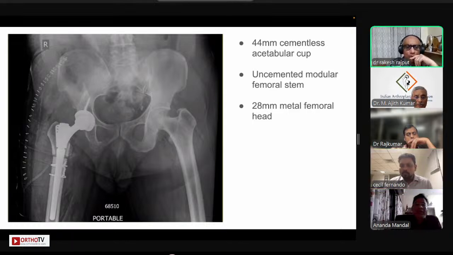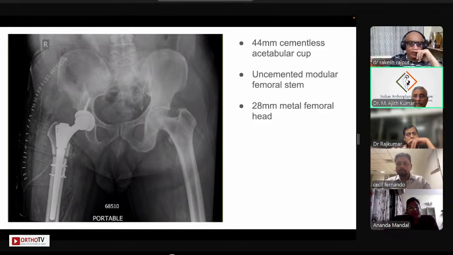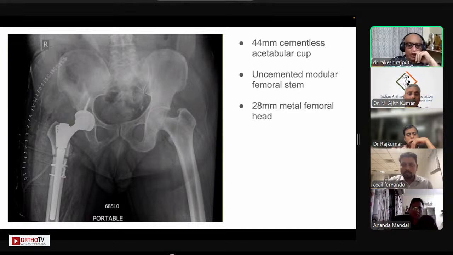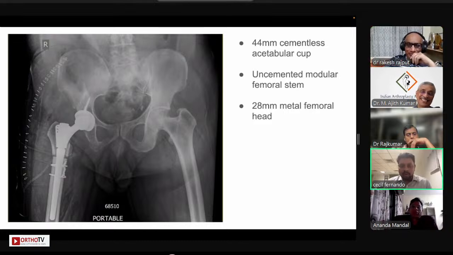And I think there's another question in the chat box. Ajit, what was the second question? The second question is about when to use modular and when to use a non-modular stem. He's very specific about monomod. That's okay. So in such a chronic case where we're not sure about the version and the offset, it is better to have a backup of a modular stem.